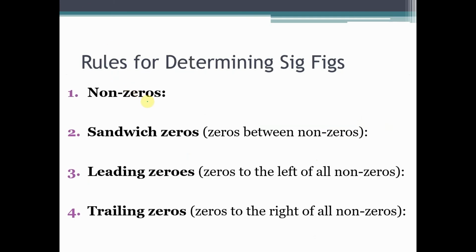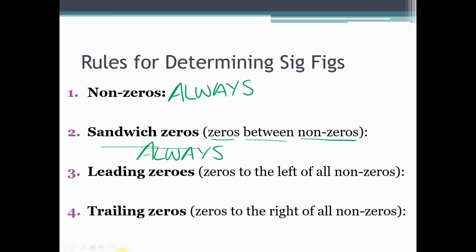Rules for determining SigFigs. When you have a non-zero, that's something 1 through 9, any digit that's not a 0, it is always going to be significant. Always. If you're looking at your sandwich zeros, remember sandwiches, you squish things between 2 pieces of bread. Your sandwich zeros are zeros that are between non-zeros. Those always count. They're always significant.